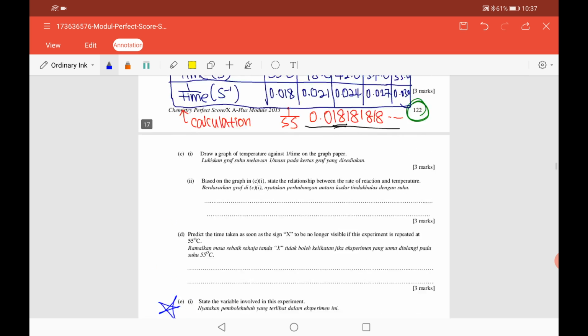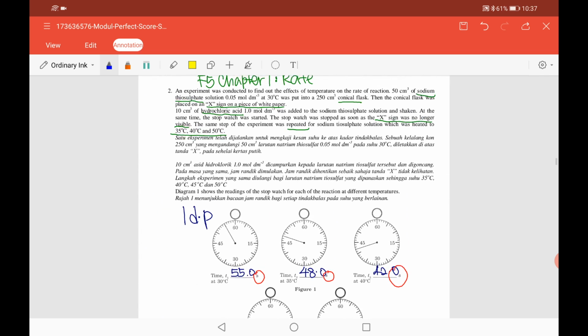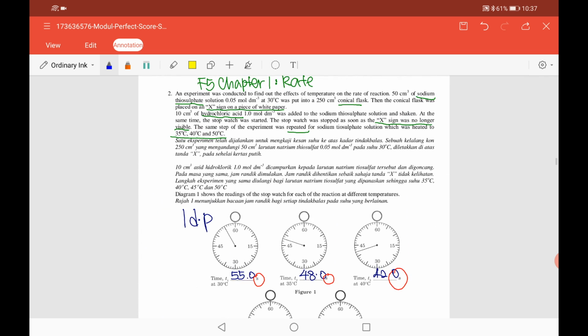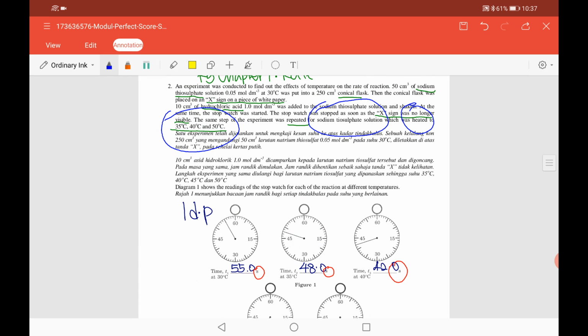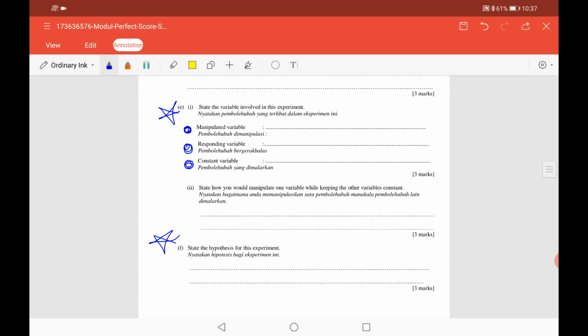So what is the manipulated variable? In this experiment, what are we changing? We are changing the sodium thiosulfate solution. We heat it to 35, 40, and 50, which is temperature. If you only write temperature, it's not good enough, because you must specify what this temperature refers to: sodium thiosulfate. So the better answer you can write is: temperature of sodium thiosulfate solution.